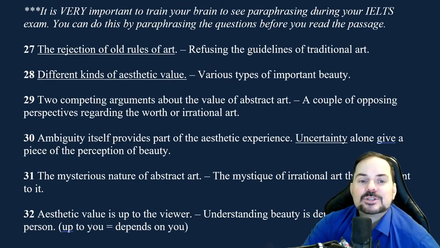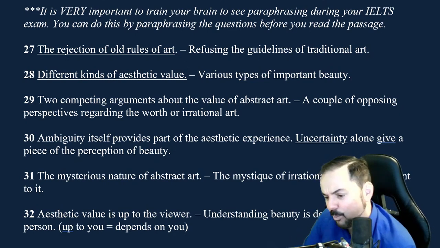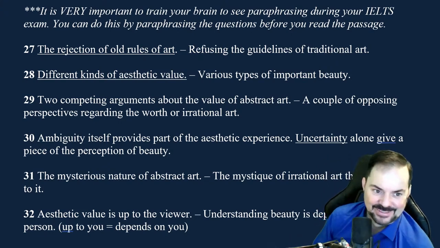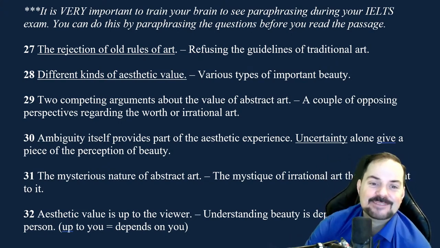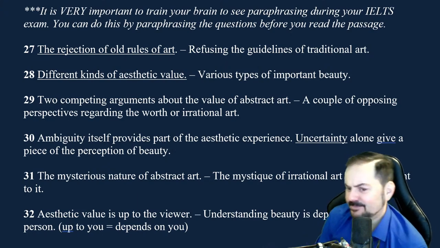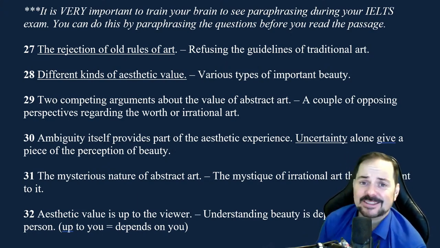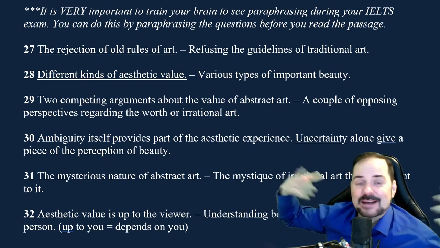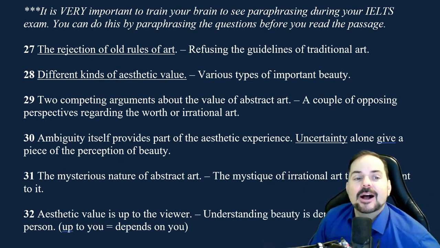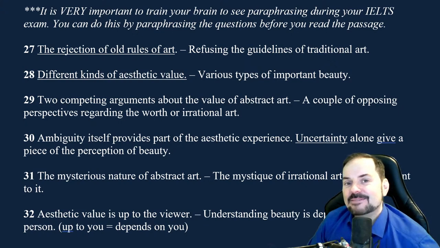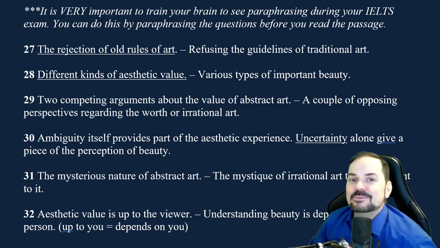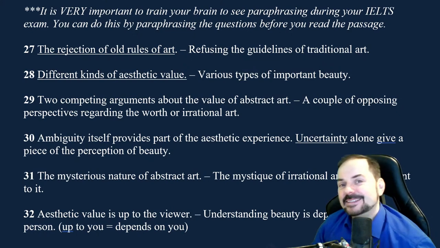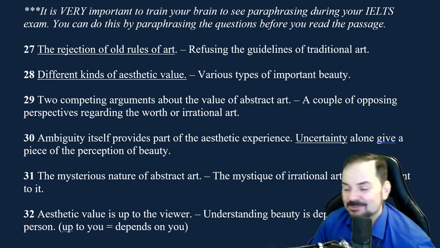Okay. So number 27, the rejection of old rules of art. So refusing the guidelines of traditional art. What paragraph gives me that information? A, B, C, D, E, F, G. So remember, the introduction tells us that there's two different ideas about abstract art or irrational art. And then the first couple paragraphs explain the negatives or the reasons why people don't like abstract art. And then the next paragraphs explain why abstract art could be beautiful.